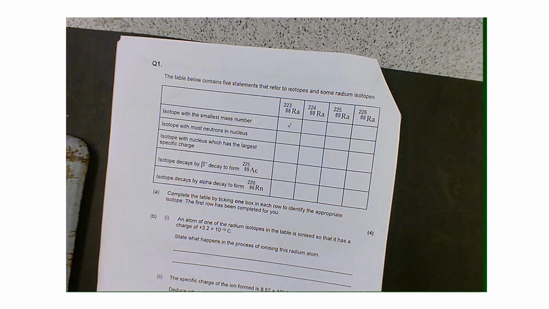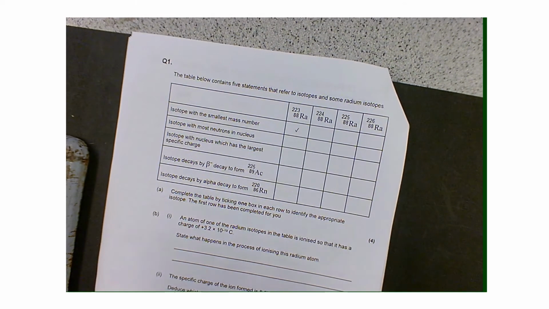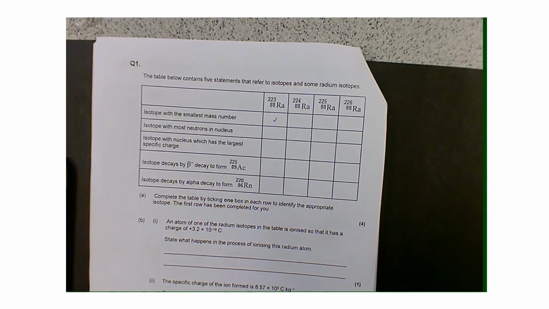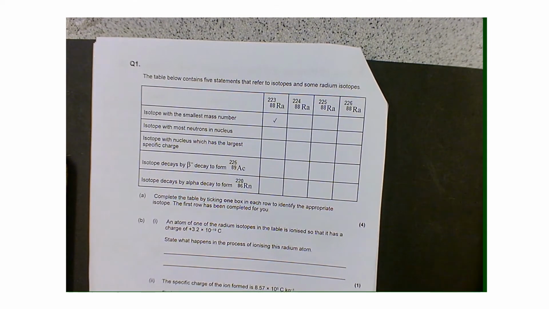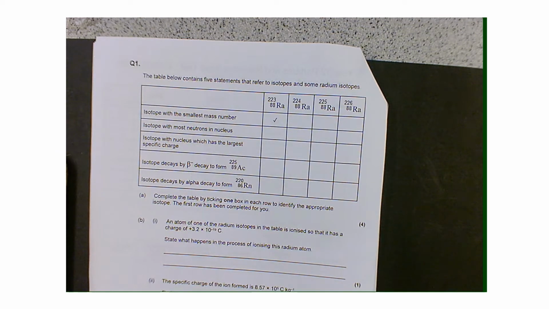The first part says five statements that refer to isotopes and some radium isotopes. They show us four radium isotopes, and we have to identify which of these isotopes it's talking about. The first one is done for us. So obviously it's the same element, so they all have an atomic number of 88, which means the number of protons is 88.